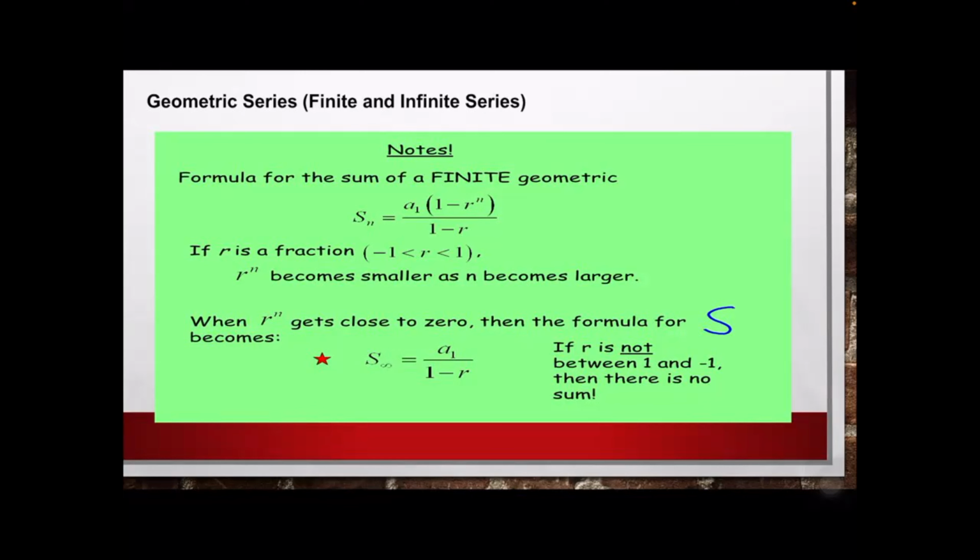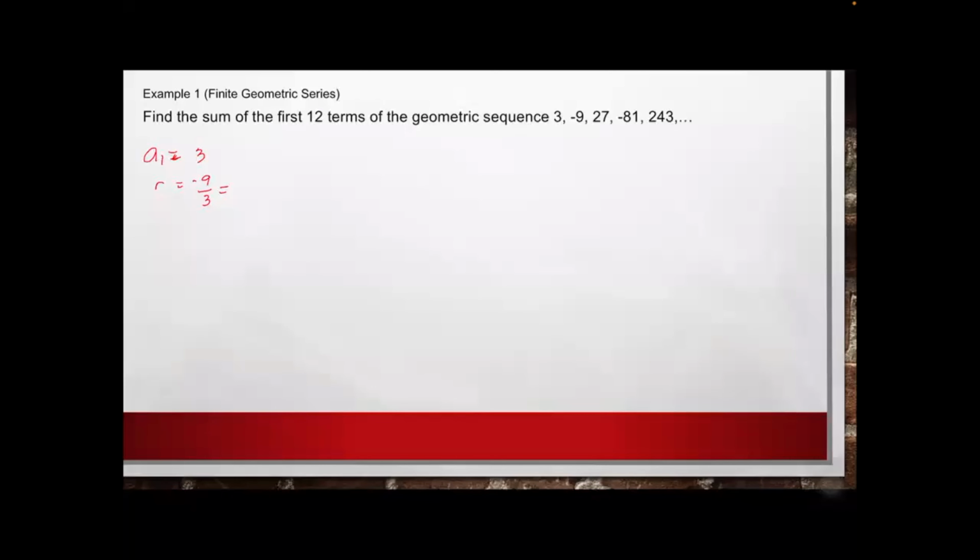So if we will have the infinite, the formula for the infinite is S sub infinity is equal to a sub 1 over 1 minus r. So that's the formula. If r is not between 1 and negative 1, then there is no sum. So, we have the finite geometric series.